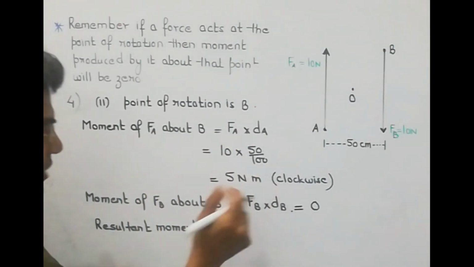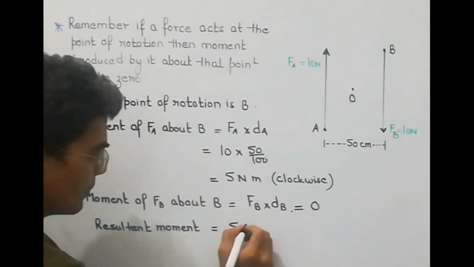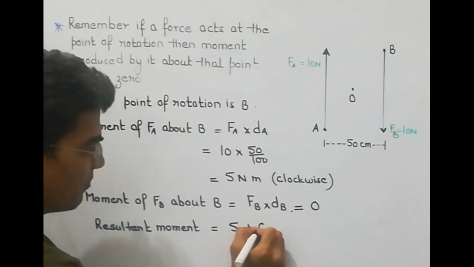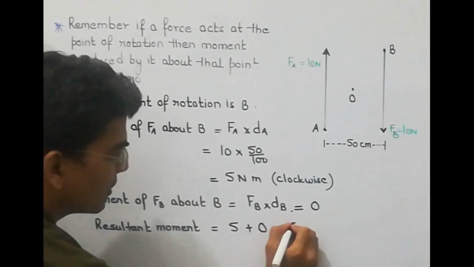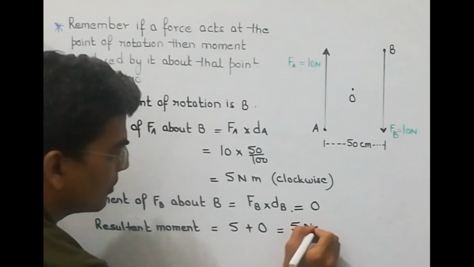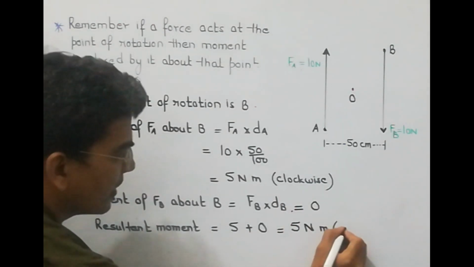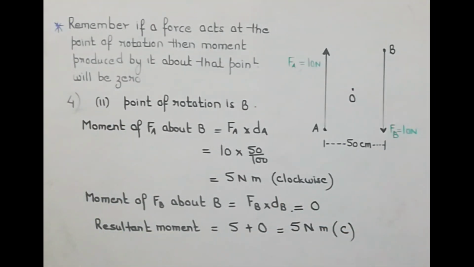So moment of FA and the moment of FB is 0. So the resultant will be 5 Newton meter, and the direction will be clockwise. So this point is clear to you. In the second part, point of rotation was B, because they were asking you to calculate the moment about B. So B was the point of rotation.